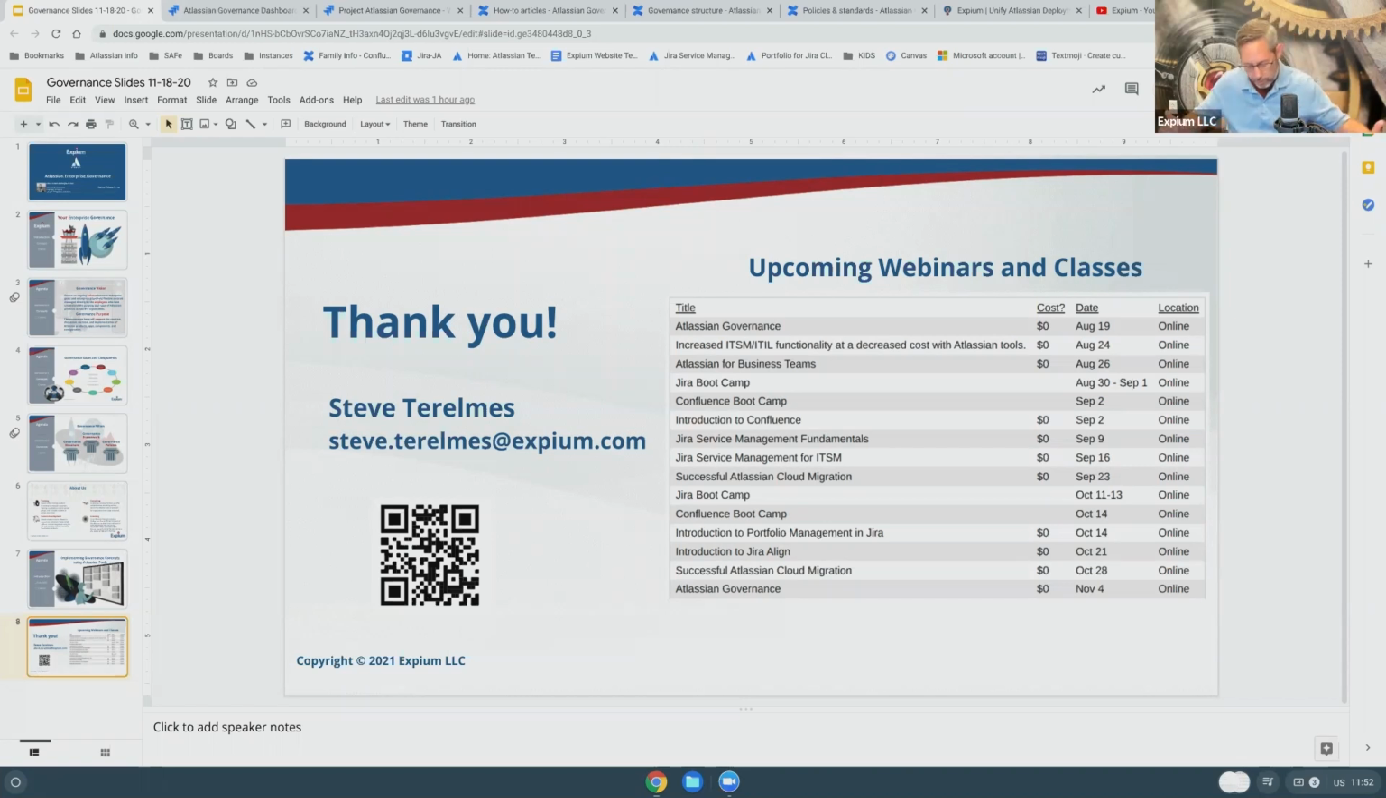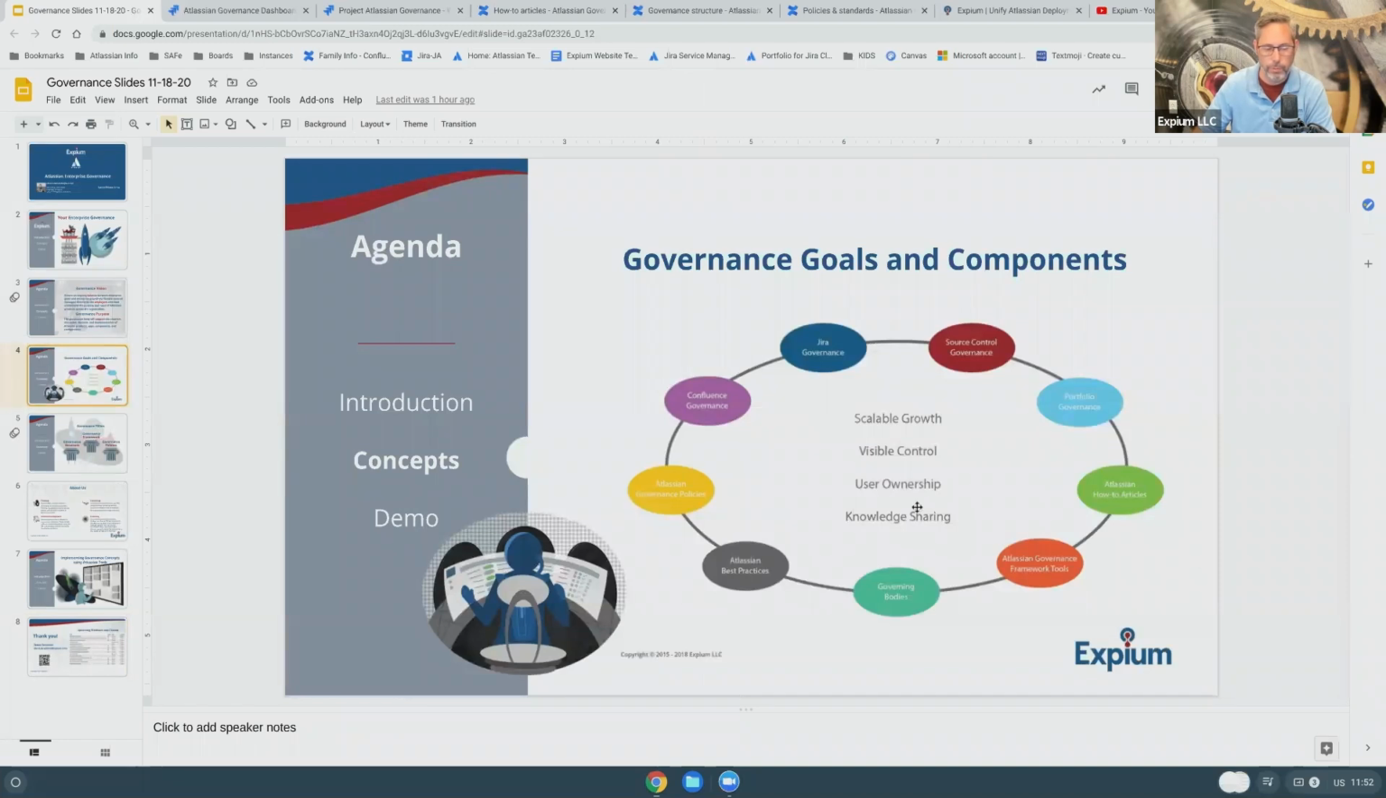Recognize the need, start to populate the need among folks, get some executive buy-in, and then bring someone in like Expium to sit down with the teams, explain how to build it out for you, and then explain how to use the tool. And then we could follow up with you also on supporting that process after the fact if you need that. That's been really successful for us and for other companies. Again, I can't overemphasize those 4 main goals that we talked about early on. That's this slide right here: this idea of scalable growth, visible control, open ownership, and knowledge sharing. That's going to be the golden ticket for a successful governance implementation.